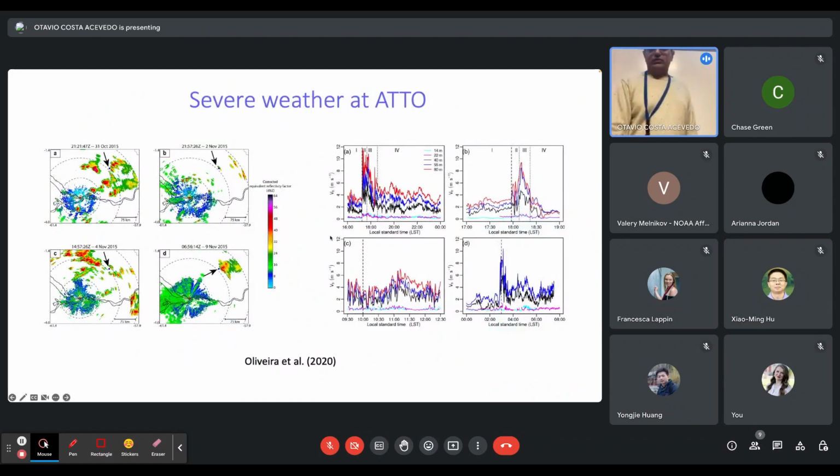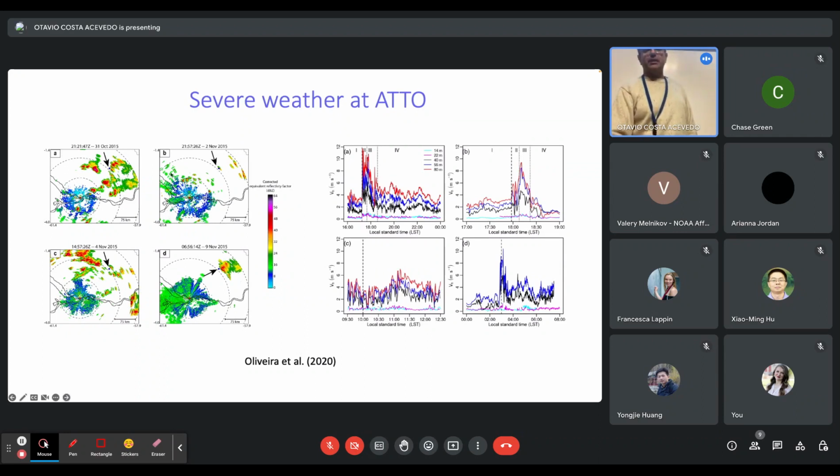I will try to finish here, and this is Mauricio Oliveira here. Before he came to OU, when he was applying to come here, he had finished his master's, and I had an assistantship available at the ATTO project. He took that and did this very nice work, which got published when he was here, at the end of his stay. But it was developed before that.